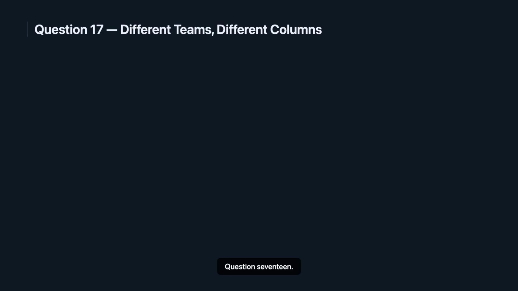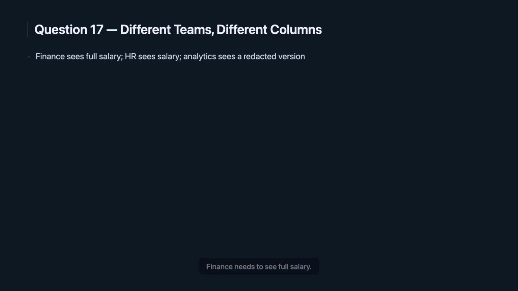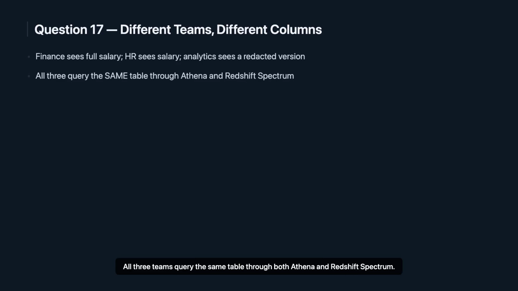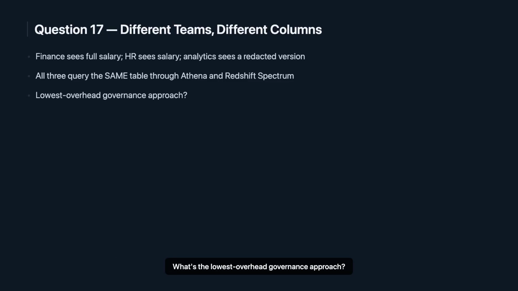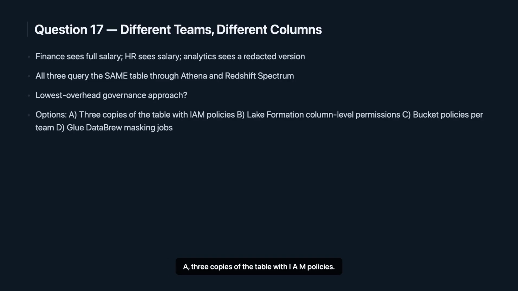Question 17. Finance needs to see full salary, HR needs salary, analytics needs a redacted version. All 3 teams query the same table through both Athena and Redshift Spectrum. What's the lowest overhead governance approach? A. 3 copies of the table with IAM policies. B. Lake Formation column level permissions. C. Bucket policies per team. Or D. Glue DataBrew masking jobs. The qualifier is lowest overhead, and the shape of the requirement is 1 table, many views.